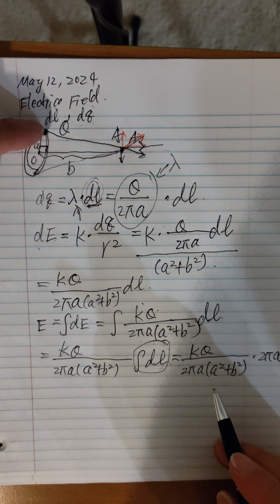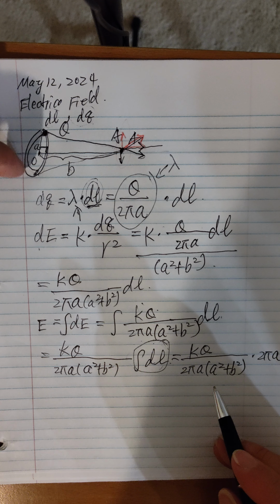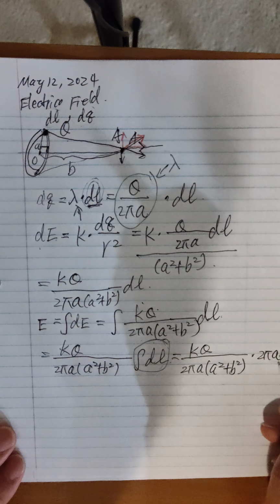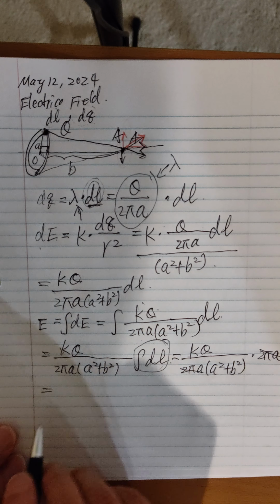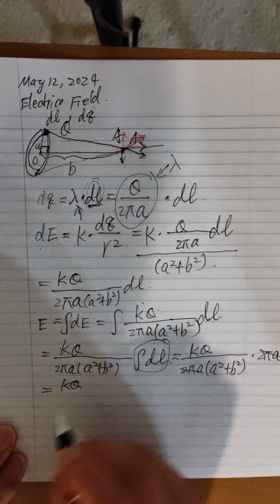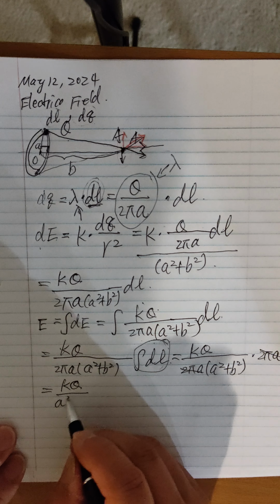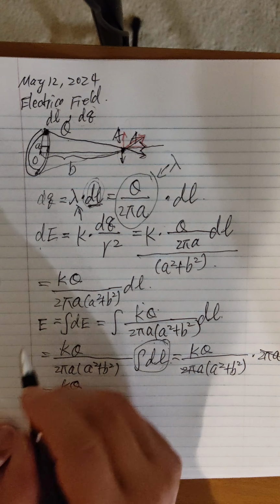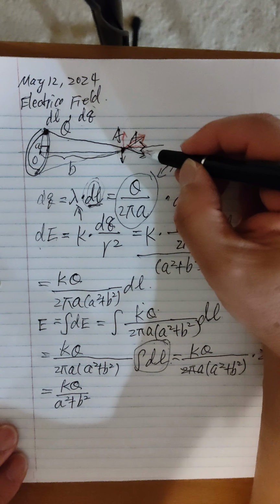So this is the key to understand this problem. Once you integrate the dl, basically you find the circumference of the ring. So that's 2 pi a. This 2 pi a can cancel out with this 2 pi a. So what we have is kq over a squared plus b squared. Okay, so that's actually the magnitude of the E in that direction, right?